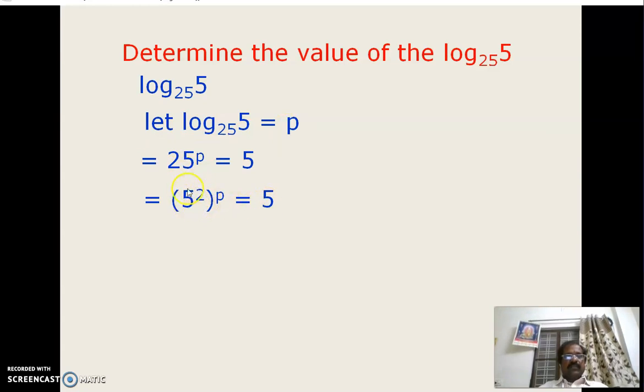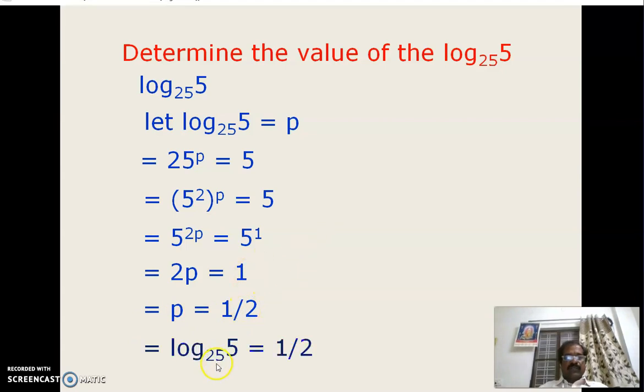Apply the laws of indices. This will be multiplied. 5 to the power of 2p is equal to 5 to the power of 1. Where the bases are equal, equate the powers: 2p is equal to 1. Here 2 is multiplying, so it goes to the other side: p is 1 by 2. Therefore, log 5 to the base 25 is equal to 1 by 2.